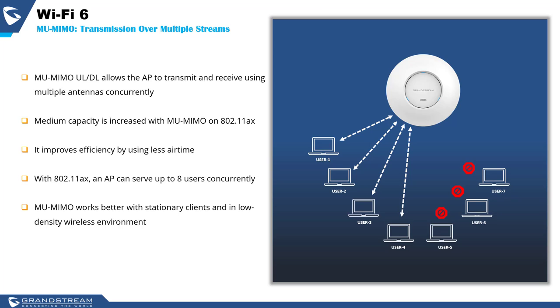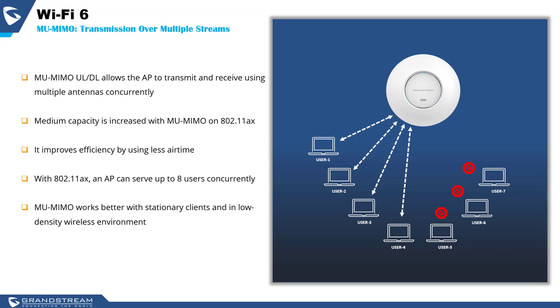For those who don't know what multi-user MIMO is, it is a technology that allows an access point to communicate with multiple wireless clients at the same time, which increases the wireless throughput because it reduces the wait time and the wireless medium contention. And with multi-user MIMO technology, the access point can simultaneously talk to up to 8 wireless clients. This is of course depending on the number of spatial streams or antennas supported by the access point.